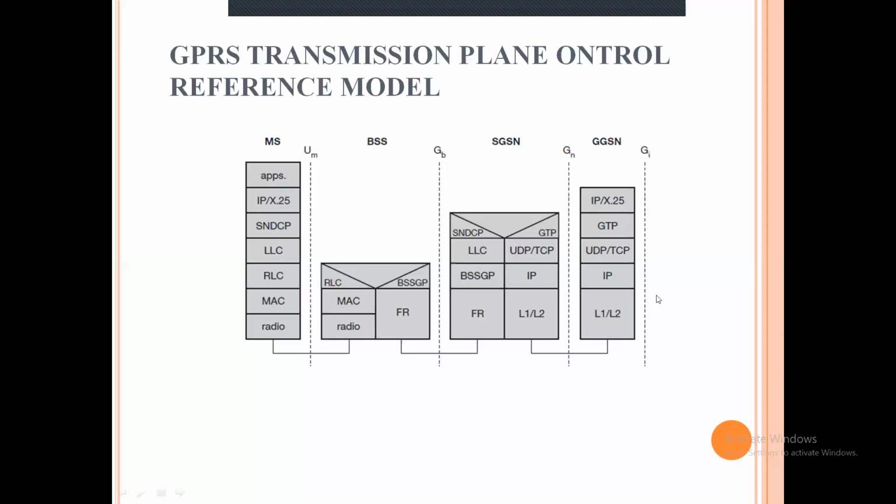And already I told you in the GPRS architecture diagram, the communication flow from GGSN to SGSN, SGSN to BSS, BSS to MS via these interfaces.